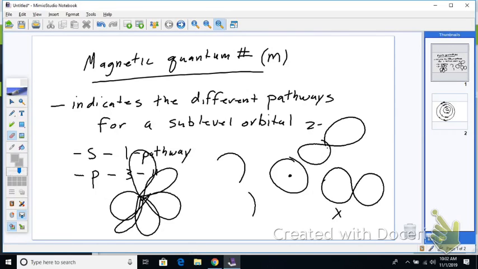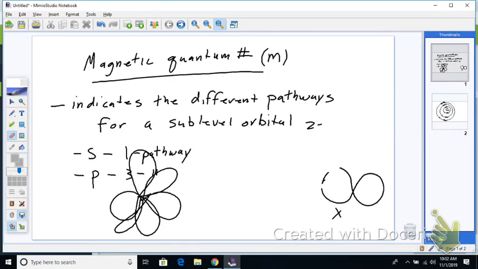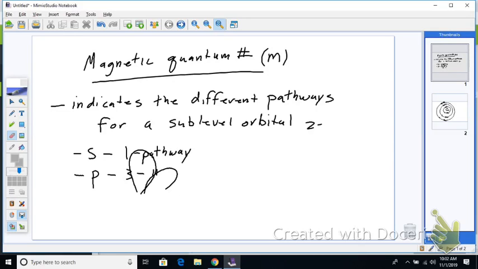And each pathway can hold 2 electrons. So each orbital is represented by a different pathway. And each orbital can hold 2 electrons. So that's when I did those drawings earlier with pairing them up. That's why I'm pairing them up. So the S has 1 pathway.